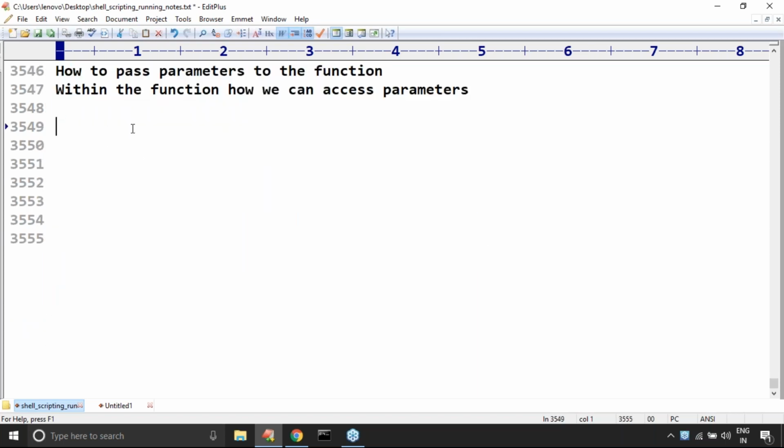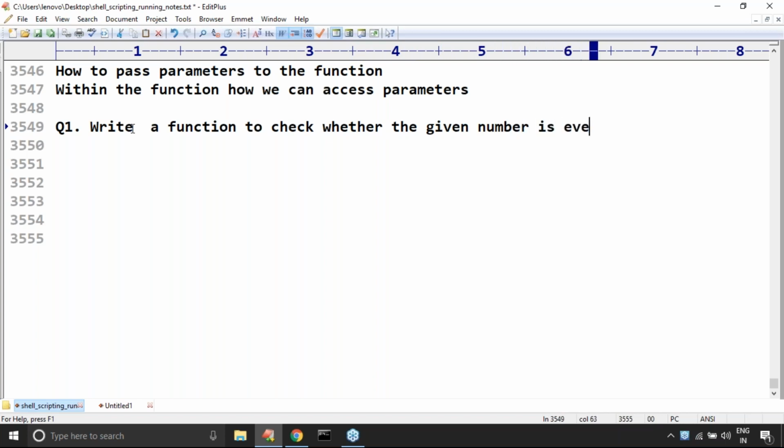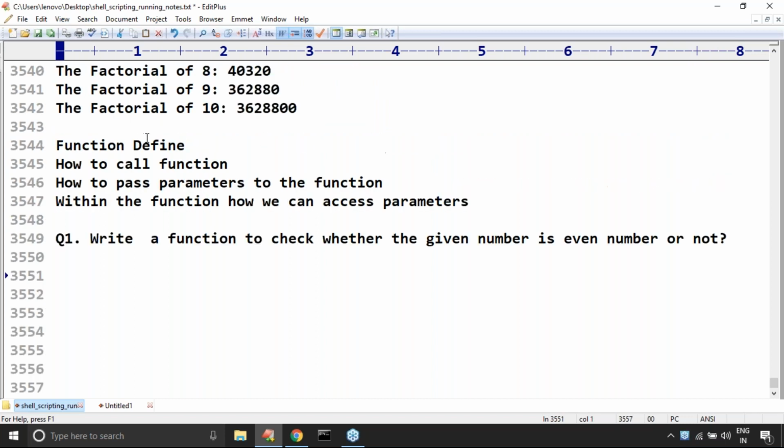Now my first example: I will give you a number, and you have to test whether the given number is an even number or not. For that, can you please write a function? Write a function to check whether the given number is even or odd. This is my requirement.